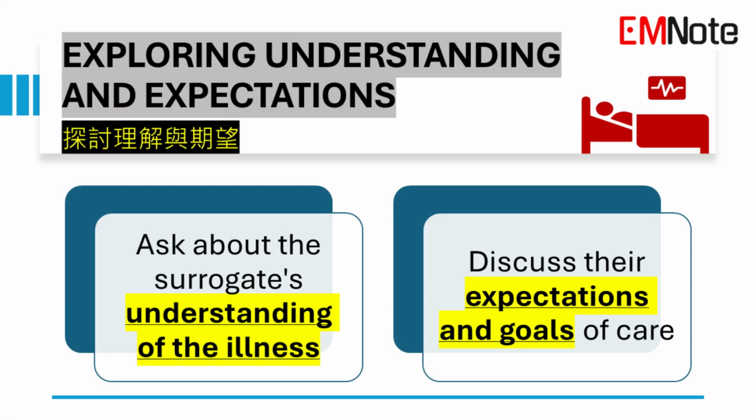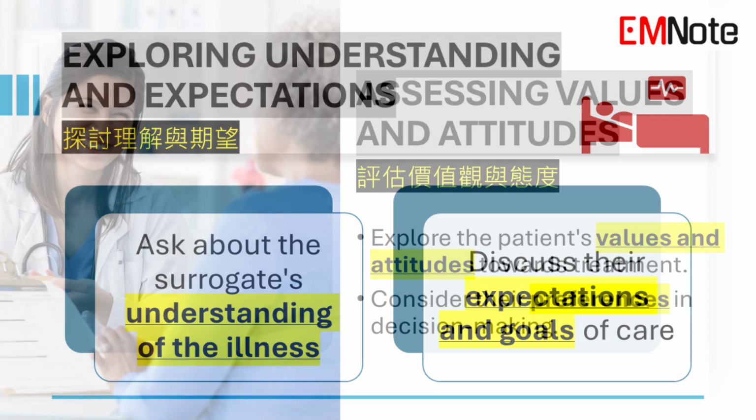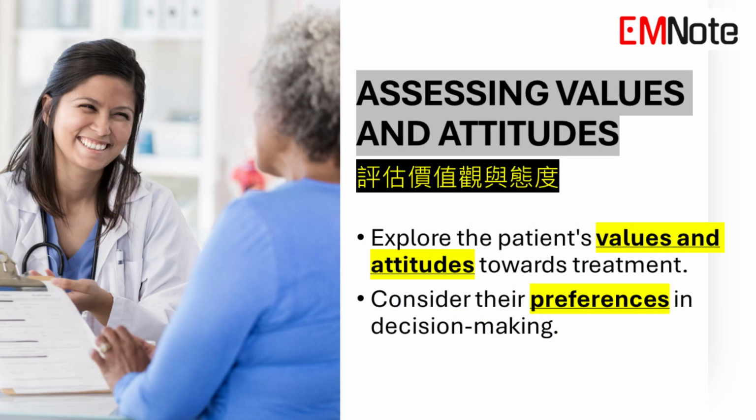Exploring understanding and expectations. Inquire about the patient's or surrogate's understanding of the illness and their expectations regarding the prognosis. Discuss their goals of care and identify any conflicts within the family. Assessing values and attitudes. Directly or indirectly ask about the patient's values and attitudes toward life-sustaining treatment.